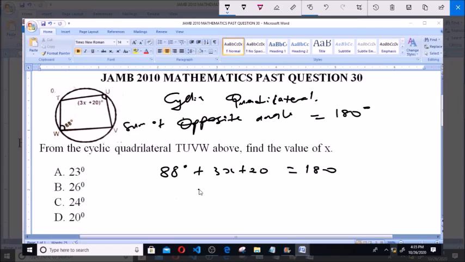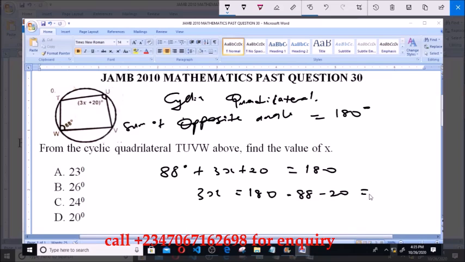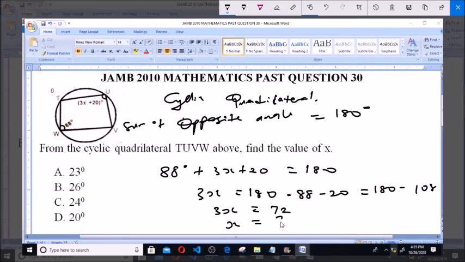Now I can have that 3x is equal to 180 minus 88 minus 20, which is equal to 180 minus 108. So I have 3x is equal to 72. Now x will be equal to 72 over 3, which is equal to 24. So the value of x is 24, which is option C, 24 degrees.